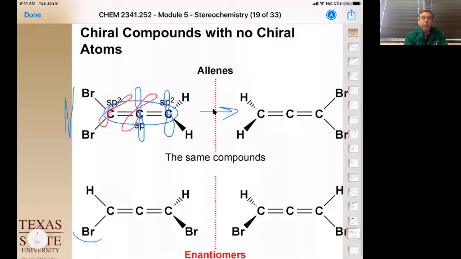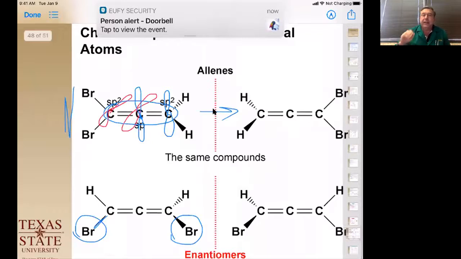However, if we put 1 on each side, those bromines are fixed in space. Okay, one's going to be pointing down, one's going to be pointing out at us. And we can create a mirror image that's non-superimposable. So it does have an enantiomer. Excuse me. Okay. Questions on that? So these are weird, but they happen from time to time.